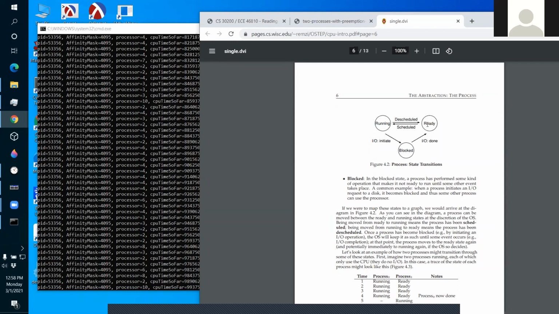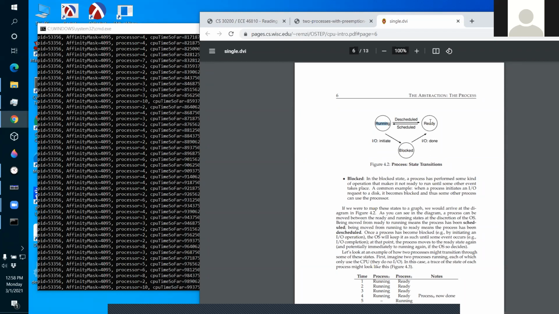I'm sorry, it got put back into ready because it's a CPU bound process. It's never blocked. It went from running to ready. Then when it got scheduled again, it just got scheduled on a different CPU. Okay, so it got scheduled on a different CPU and ran on that CPU for a little while.